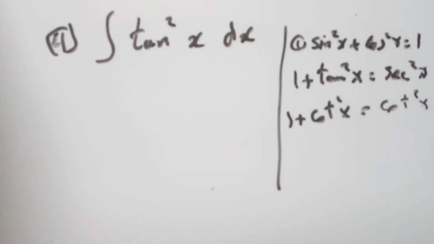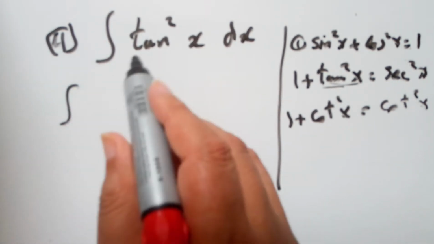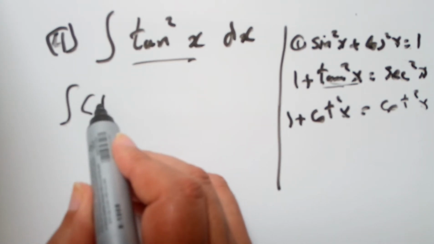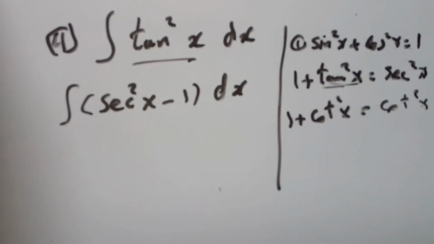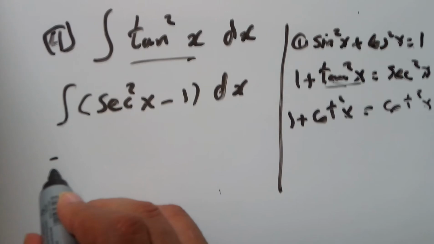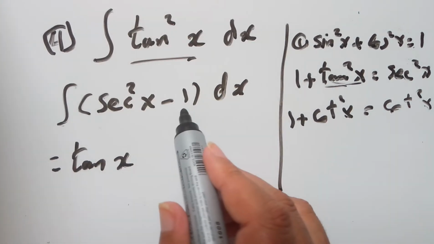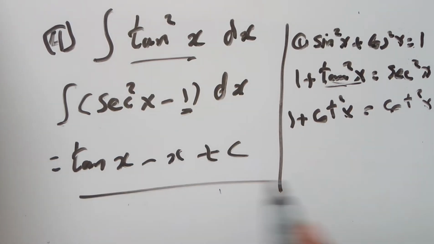Now, tangent square is what? It is secant square minus 1. Then you can convert this question to the integral of secant square x minus 1 with respect to x. And you have a rule for secant square. The integral for secant square is tangent x. And the integral for 1 with respect to x is x. Then the integral for tangent square is tangent x minus x plus the constant of integration.